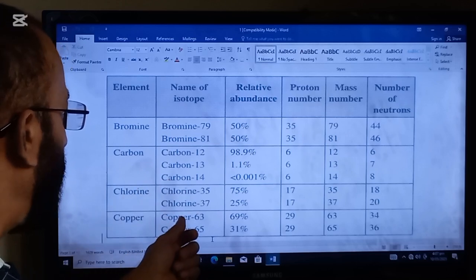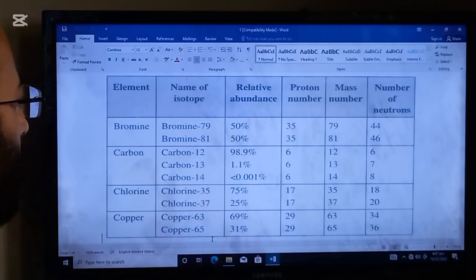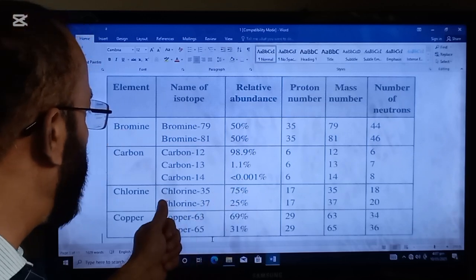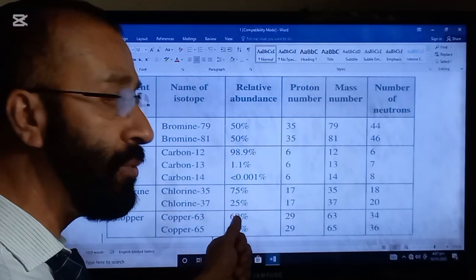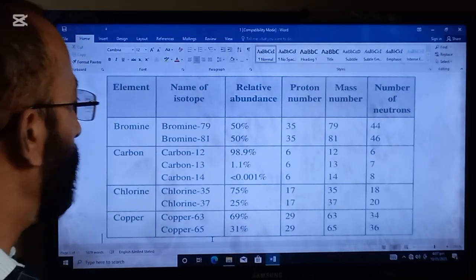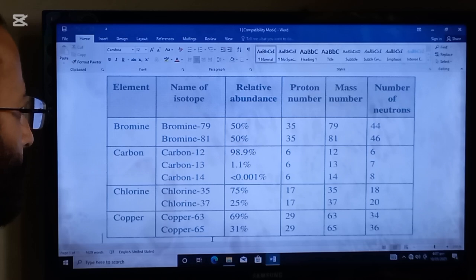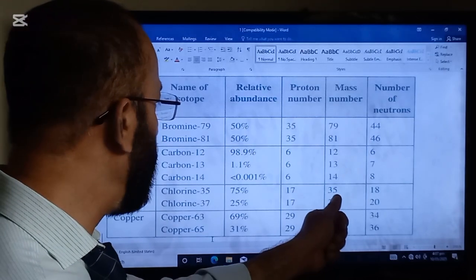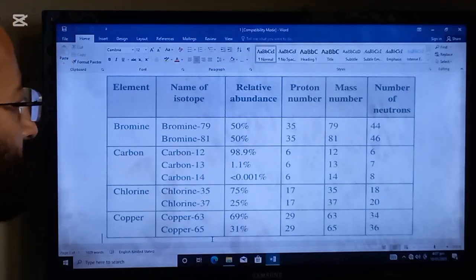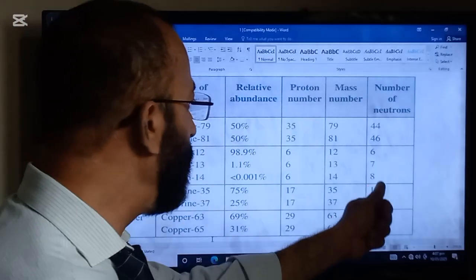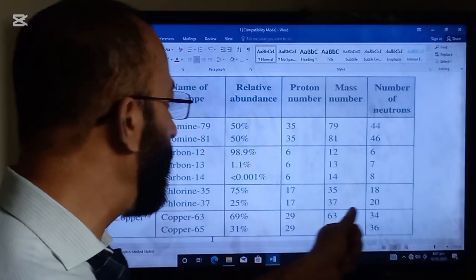Chlorine has two isotopes, that is chlorine 35 and chlorine 37. Relative abundance of chlorine 35 is 75%, chlorine 37 is 25%. Proton number is the same, that is 17, for both isotopes of chlorine. Mass number is 35 for chlorine 35 and 37 for chlorine 37. Number of neutrons in chlorine 35 is 18 and in chlorine 37 is 20.